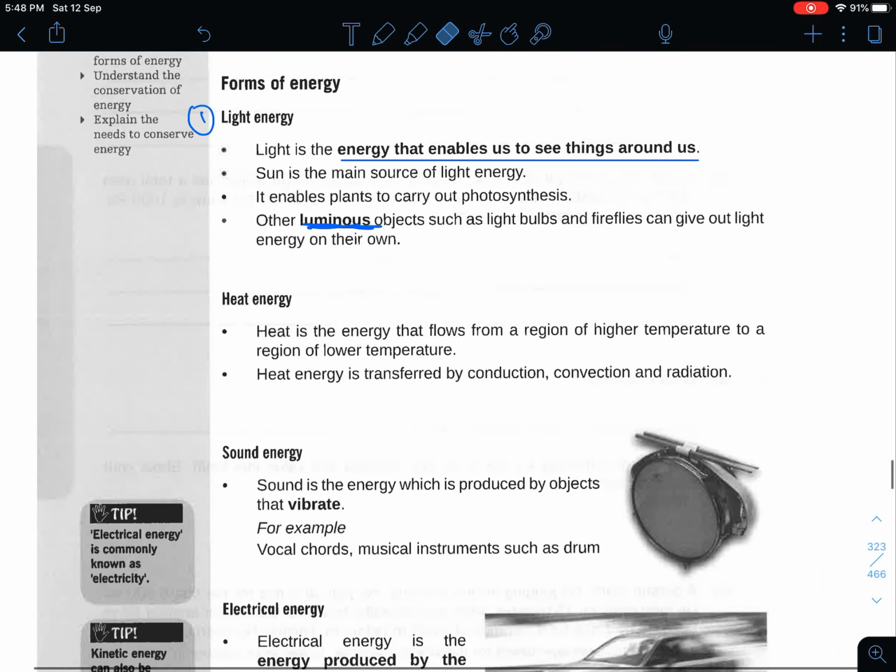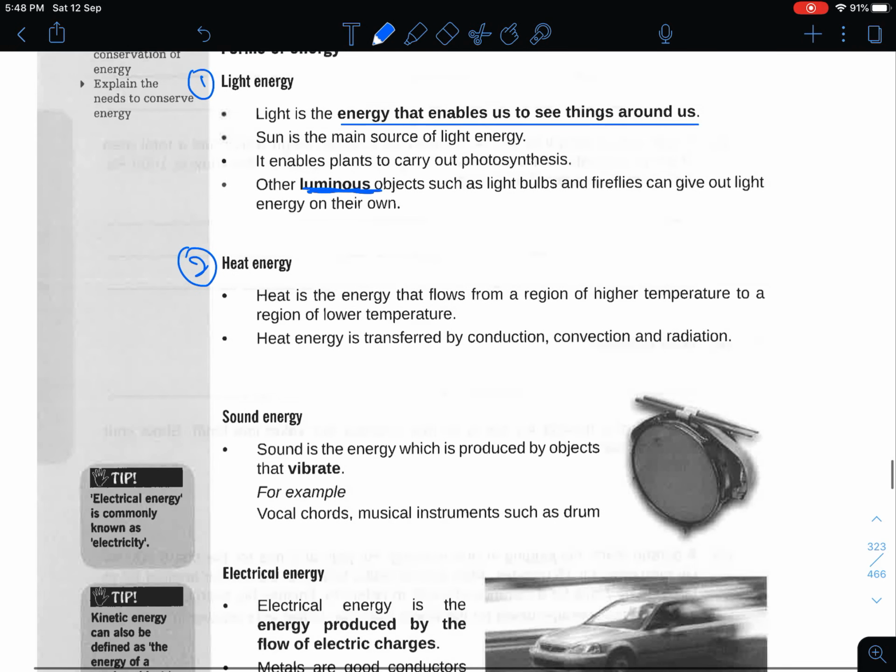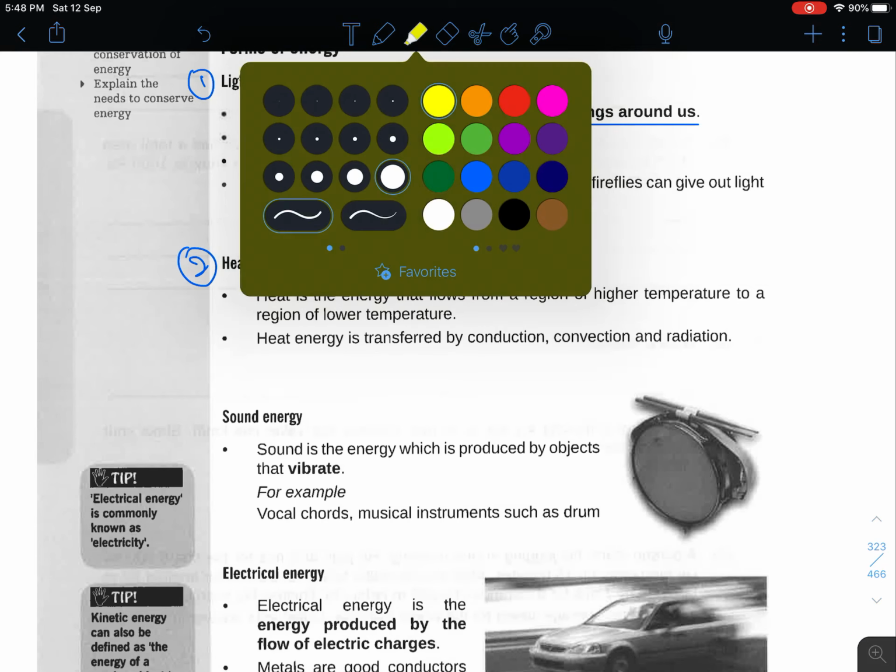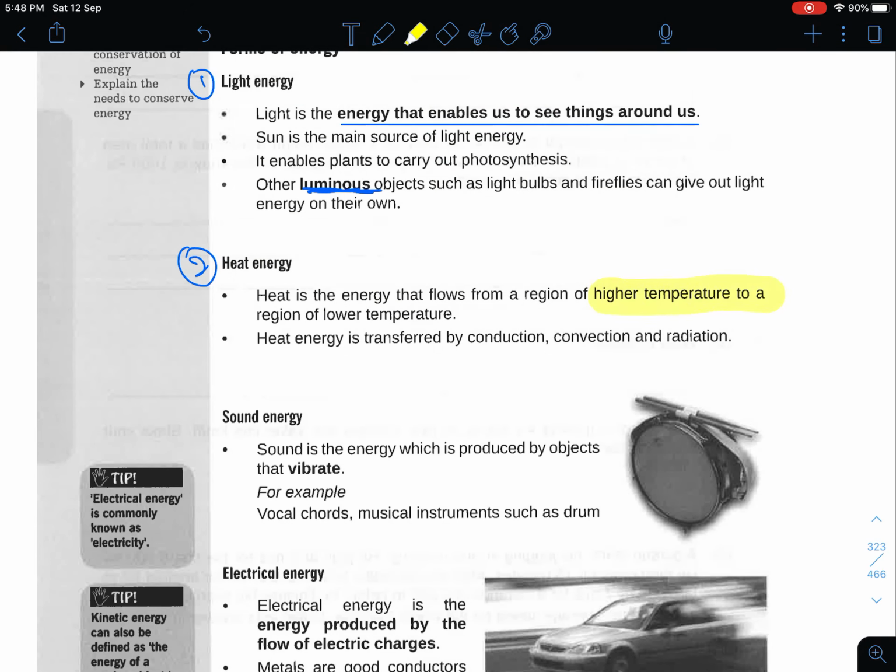Next, we look at the second type of energy, in the form of heat. Anything that results in an increase or decrease in temperature is due to heat, and that heat is generally the energy that flows from a region of high temperature to a region of low temperature. So this is how heat energy travels.